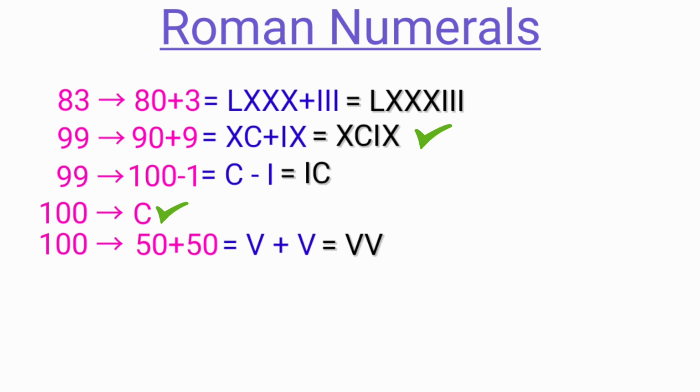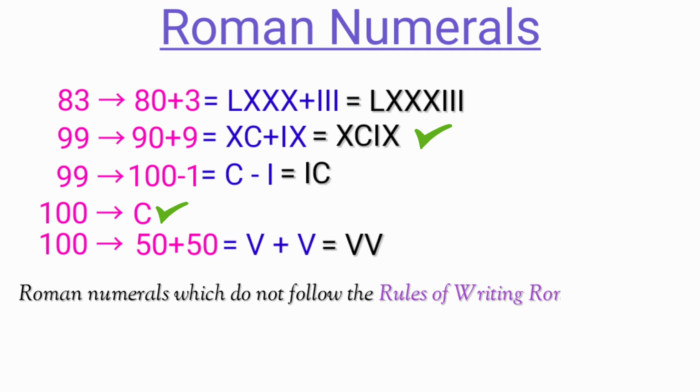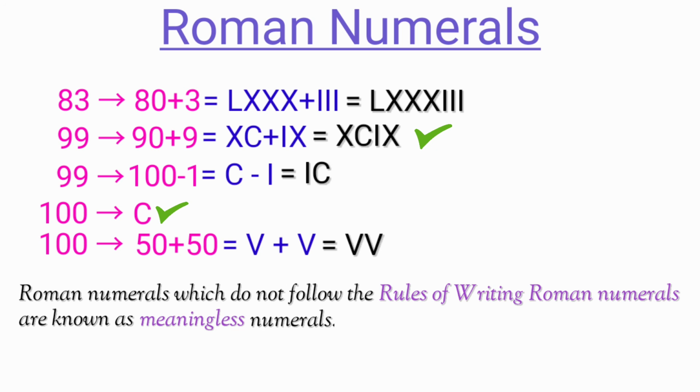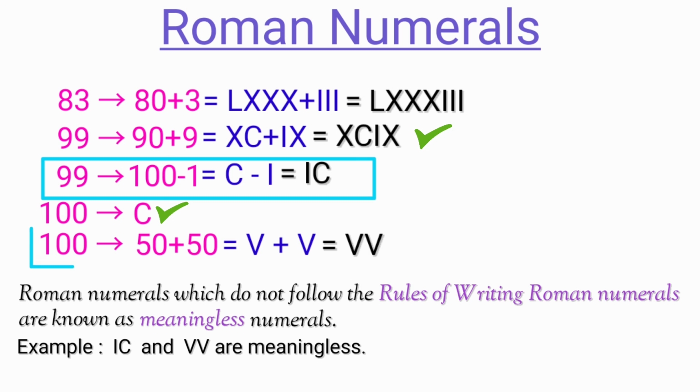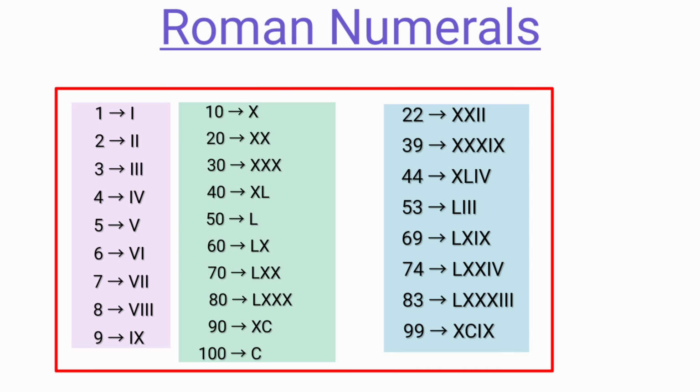But what about the remaining two? Roman numerals which do not follow the rules of writing Roman numerals are known as meaningless numerals. The remaining ways to write 99 and 100 are meaningless numerals. That is, IC and VV are meaningless numerals. Let's see the numbers in Roman numerals in tabular form.